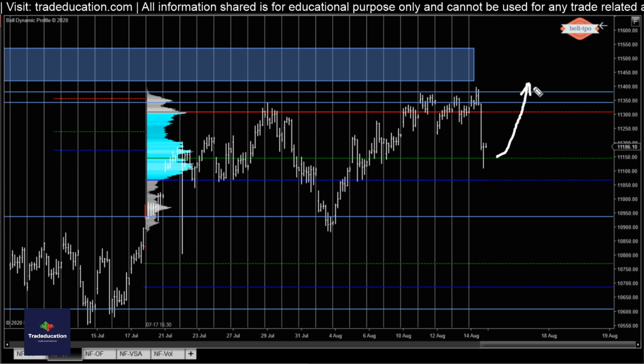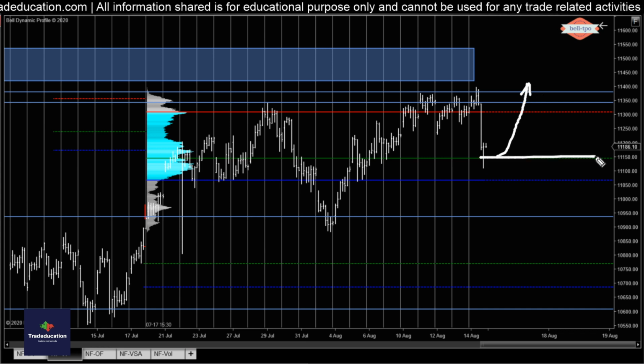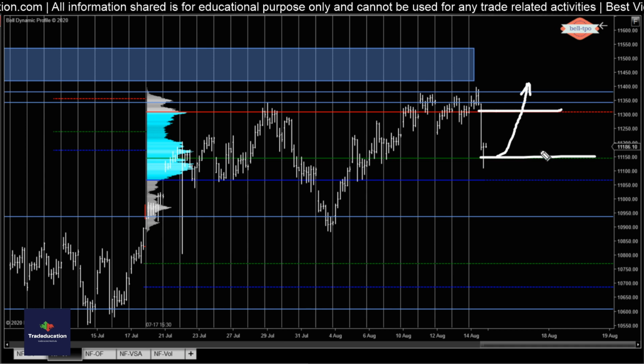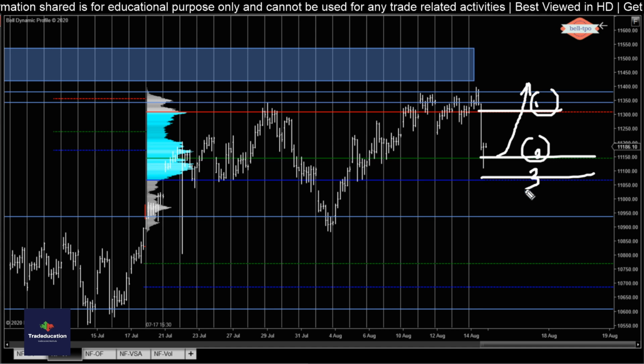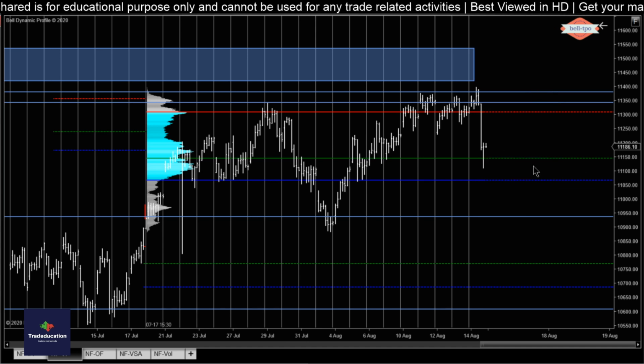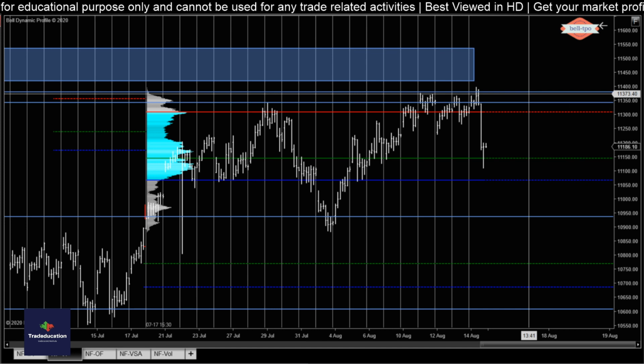So in order to carry on this hypothesis, we need to measure the confidence at the value area high, that is first the VPOC and the value area low. These are the three references which I'm observing.